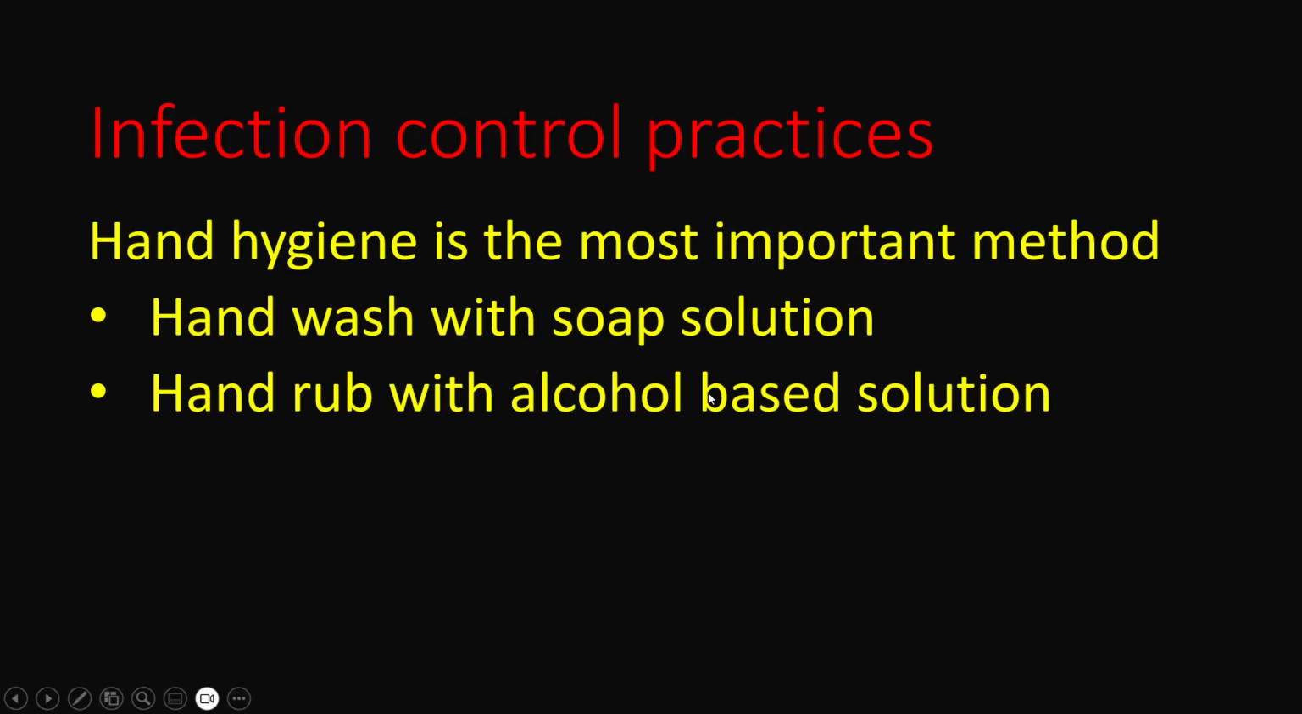So next important thing is the infection control practice. One of the most important things regarding infection control practice is hand hygiene. Hand hygiene and biomedical waste management are all part of the universal precautions. In that, hand hygiene is one of the most important infection control practices. There are two types: hand wash and hand rub. Hand wash is where you use a soap solution, and hand rub is where you use an alcohol based solution.